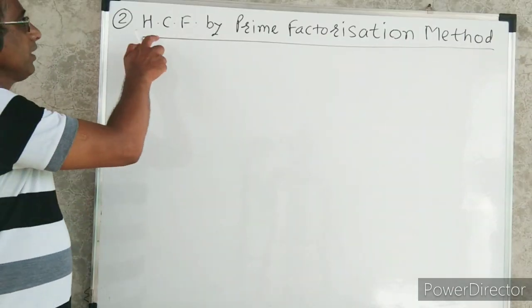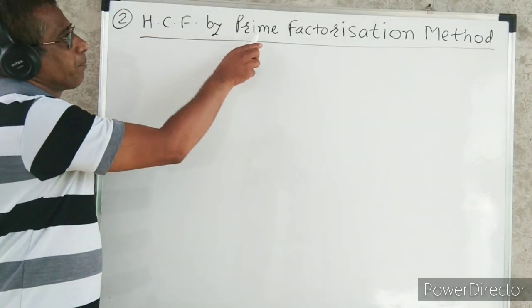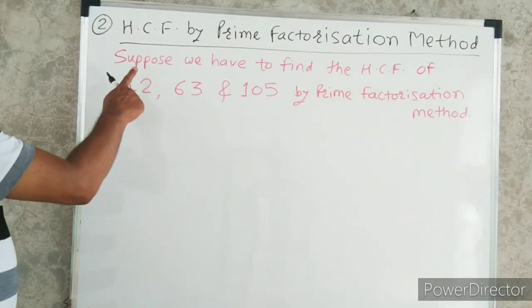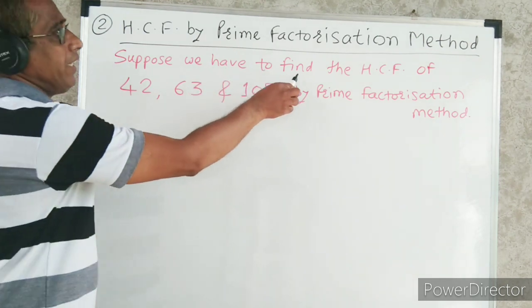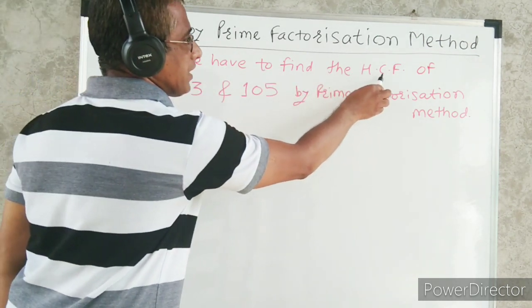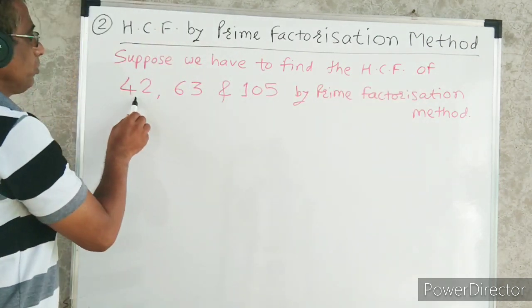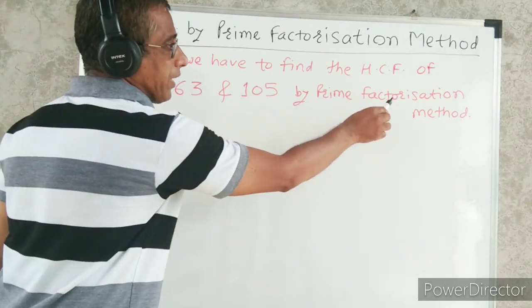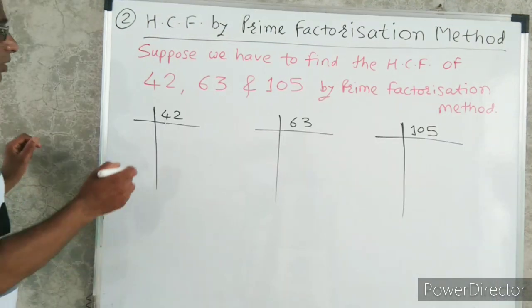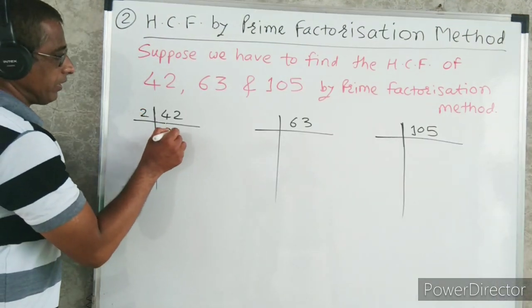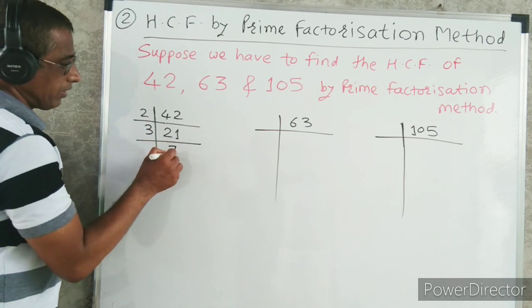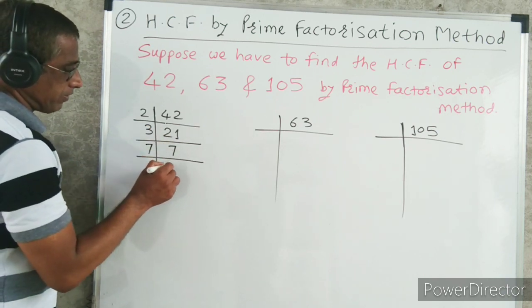Now second method, HCF by prime factorization method. Suppose we have to find the HCF of 42, 63 and 105 by prime factorization method. 42 divided by 2, what we get? 21. Again 21 divided by 3, what we get? 7. Again 7 divided by 7, 1.